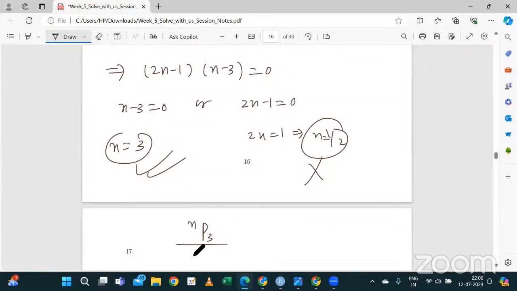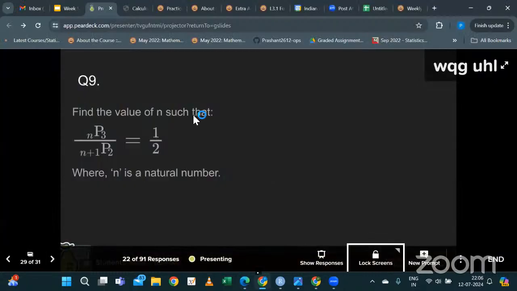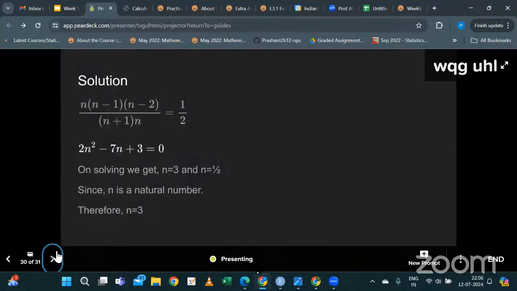The question is nP3 divided by (n+1)P2, right? You can't say 0.5P3, right? You can't arrange three objects out of 0.5. You can do 3P3, right? Logically, you can think. Is this clear? Yes, sir. Okay. So this is the solution.